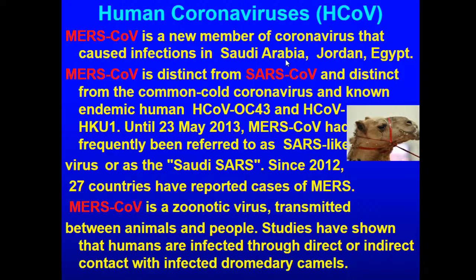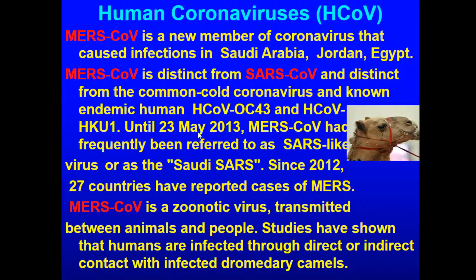That's supposed to be a new member of coronavirus that causes infections in Saudi Arabia. 80% of all infections had been caused there. Then Jordan, Egypt, and some other countries. It appears to be distinct from SARS-CoV and distinct from other human coronaviruses that could cause common cold and some other mild disease.